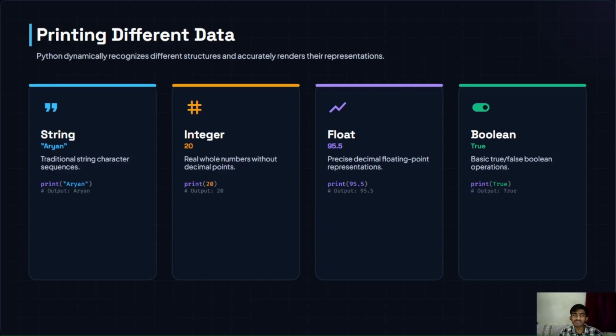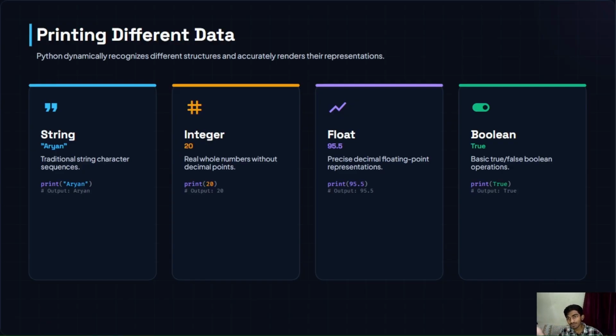But print is not limited to text. It also prints numbers. As you can see, print 20. It will show output 20. I will run the code after it. First, I will put the theory to you. The number 100 is not inside quotation marks, because if you put it inside quotation marks, it will be considered a string, not a number. The interpreter will think that you have put in a string, not a number or integer.